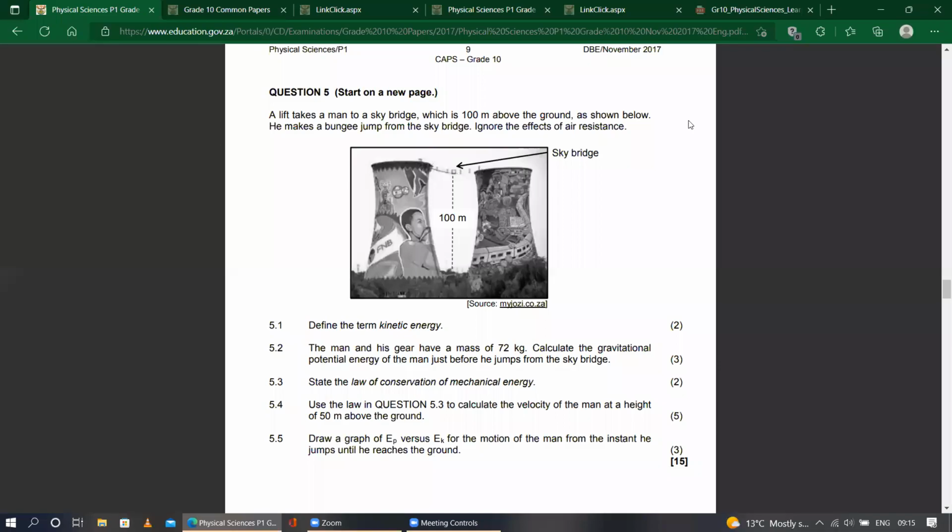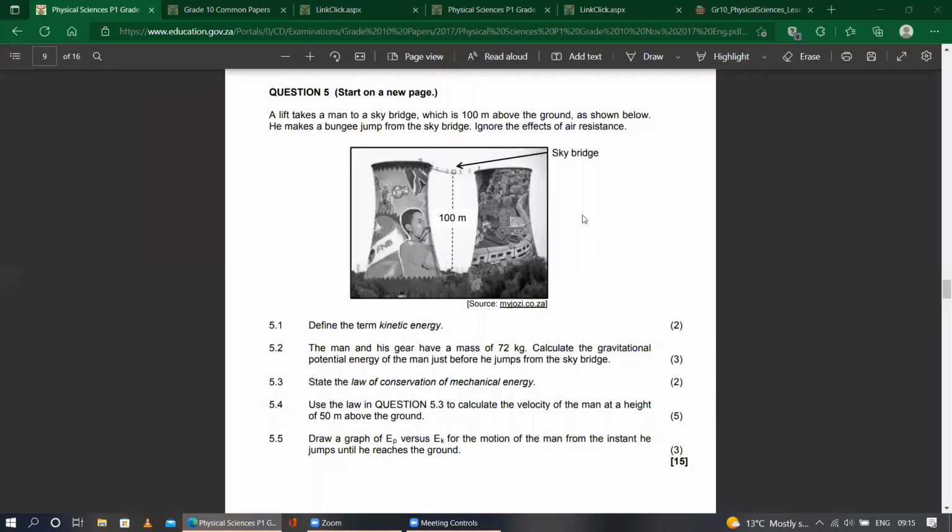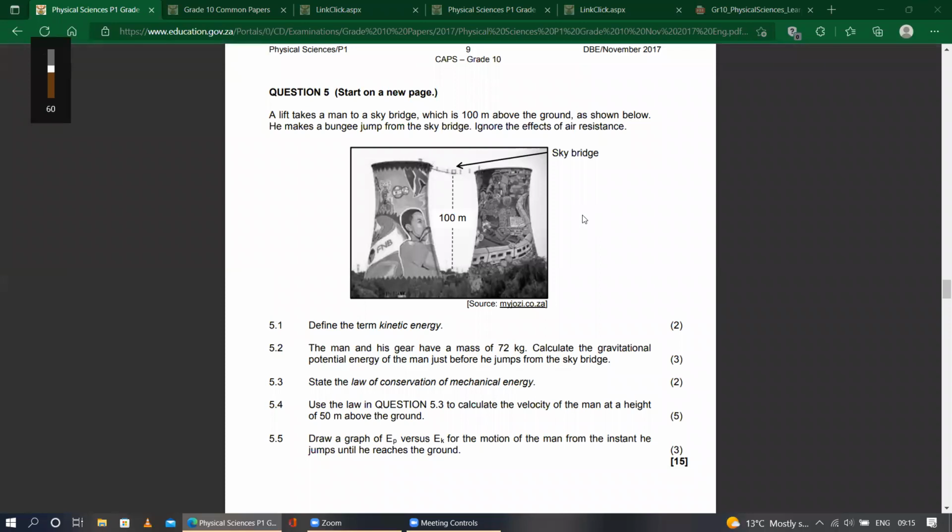I think it's something to do with movement. Yeah, it has something to do with motion. I think, yeah, motion, movement. Let me get the proper definition. Yeah, kinetic energy is the energy an object has due to its motion. Okay, energy of an object due to its motion.